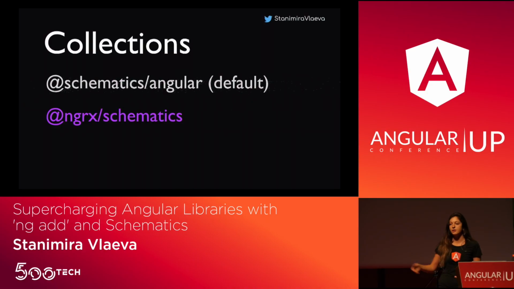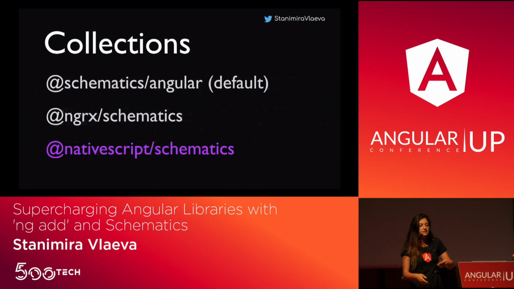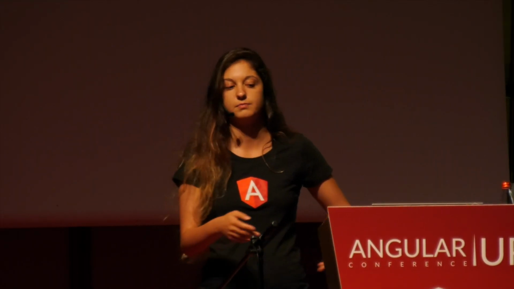Of course, there are other collections. There are schematics for NGRX that allow you to generate NGRX-specific things in your projects. And another example that I already mentioned are the schematics for NativeScript. So there are plenty of collections out there now. I think it has been almost 2 years since schematics is out in the wild, so you can definitely find many, many collections. And we will see in a second why this is important.